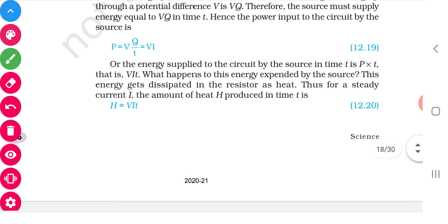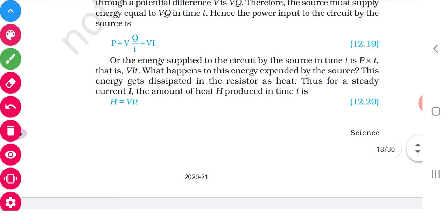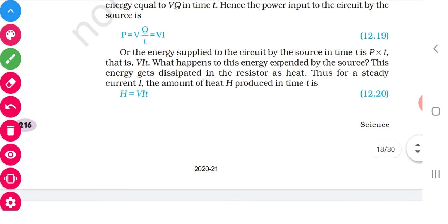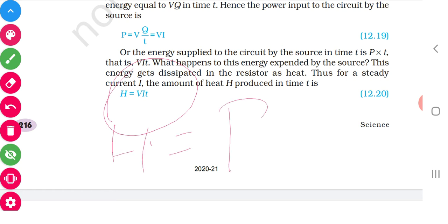Then we are going to calculate the amount of heat generated in a circuit. For heat generated in a circuit, we have to multiply this power by T. What is the formula for the heat generated? H is equal to P into T. T is the particular time, it denotes the time the current is flowing through the circuit.